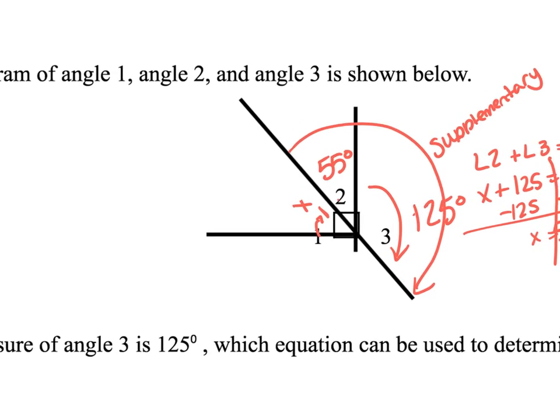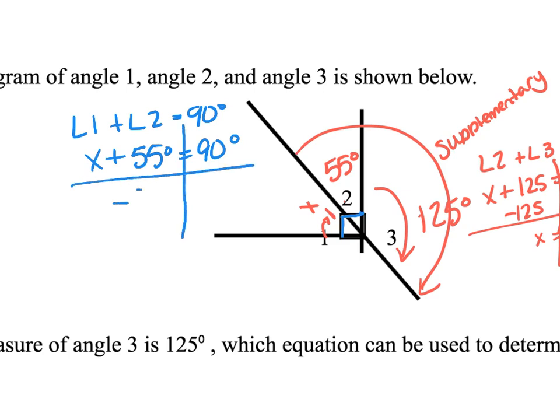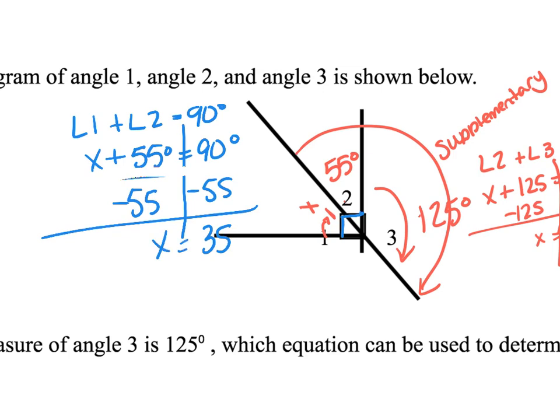Then somebody brought up that angle 1 and angle 2 are complementary, because they make a right angle right there. So angle 1 plus angle 2 is 90 degrees. We know that angle 2 is 55 degrees, and we can solve for x, angle 1. We subtract 55, I put a line too soon, sorry. And then we got x is equal to 35. So angle 1 is 35 degrees.